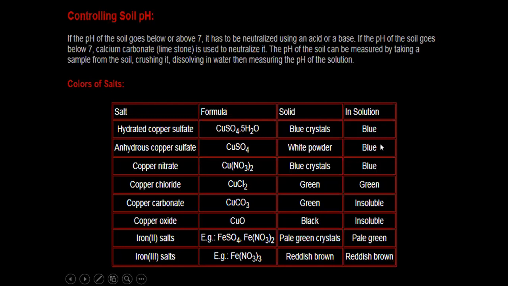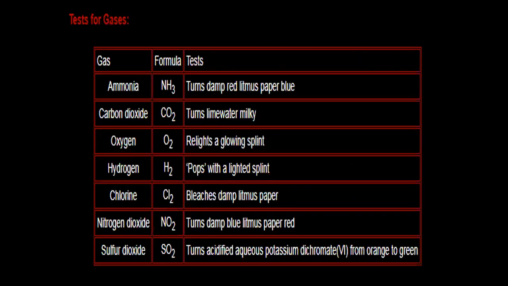In the case of copper nitrate, in solid form it will be blue, and in solution it will also be blue. Now let's suppose you have three samples of substances, and you need to find out which sample is anhydrous copper sulfate. What will you do? You will just vaporize the water. On vaporization, if the blue color changes to white, it indicates that the substance is copper sulfate. With the help of these color changes, you can identify what kind of salt is there.